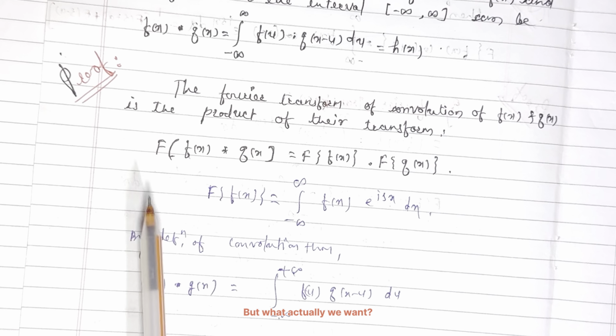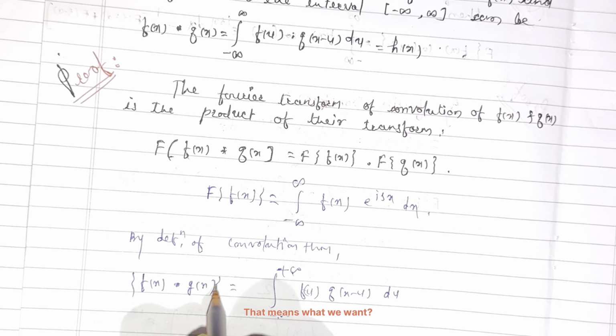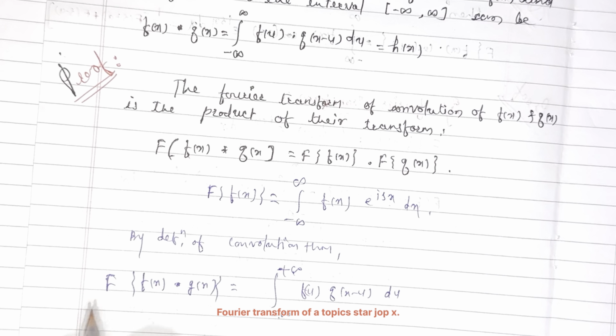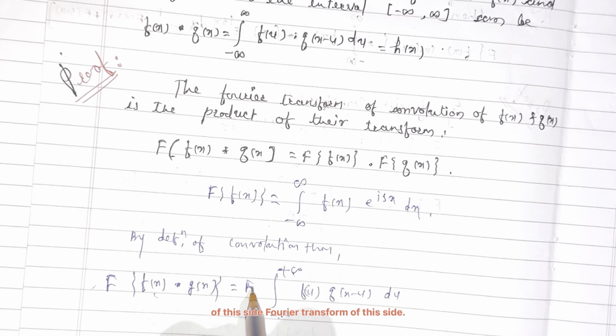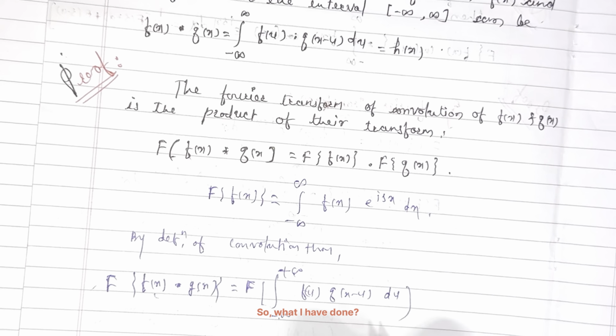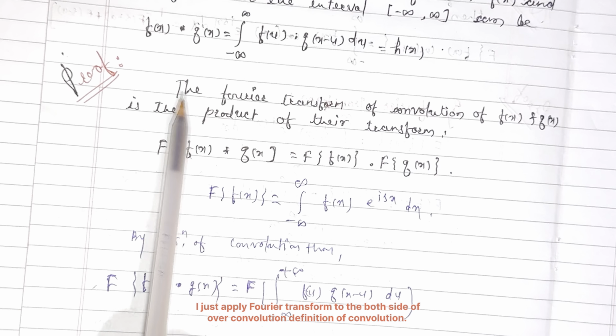But what we actually want is the Fourier transform of f of x star g of x. If you are taking the Fourier transform of this side, obviously apply the Fourier transform to the other side as well. So what I have done is apply the Fourier transform to both sides of our convolution definition.